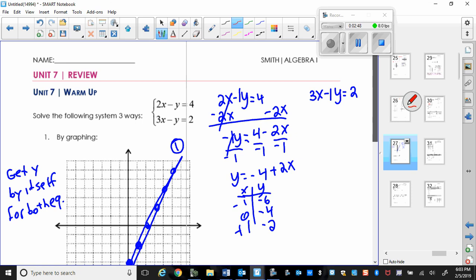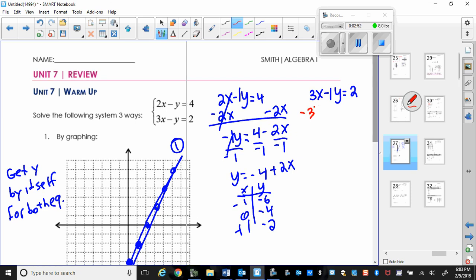So my next equation, I'm going to look at it. I have 3x minus 1y equals 2. First step, move the x term to get y by itself. This goes away. Negative 1y comes down, equals 2 minus 3x. Divide each term by negative 1, and I get y equals negative 2 plus 3x.